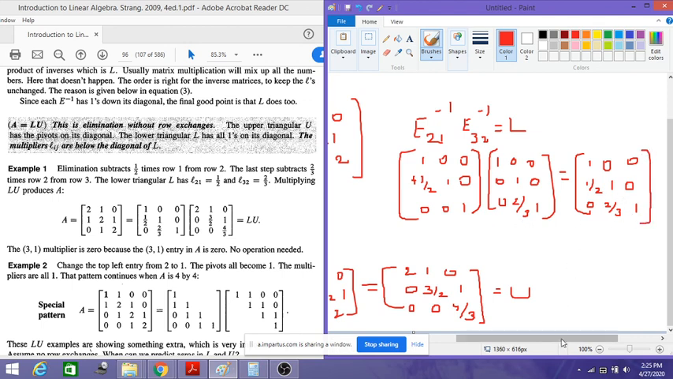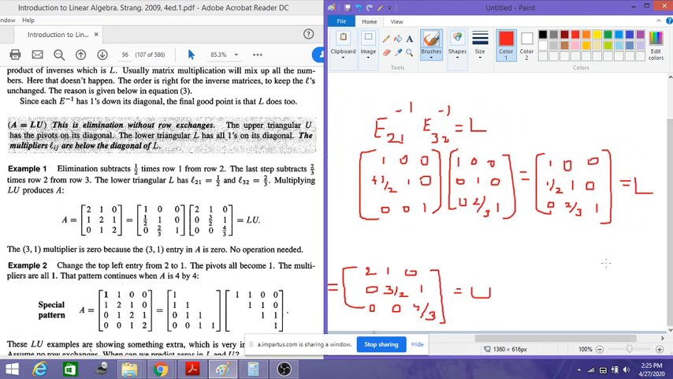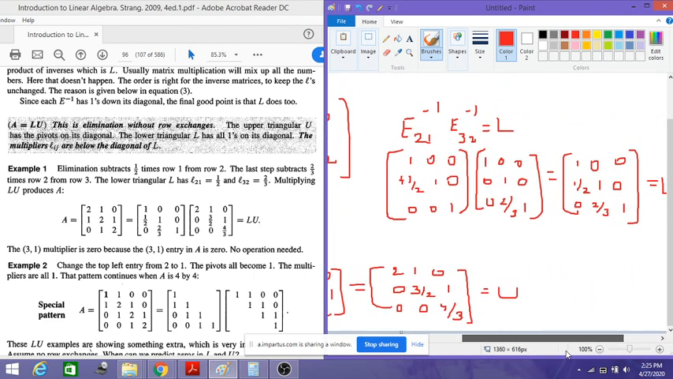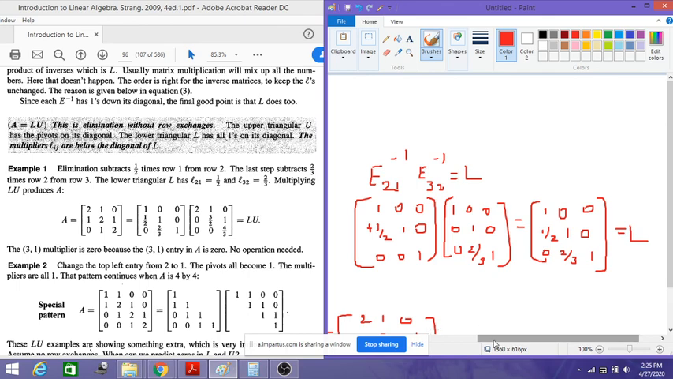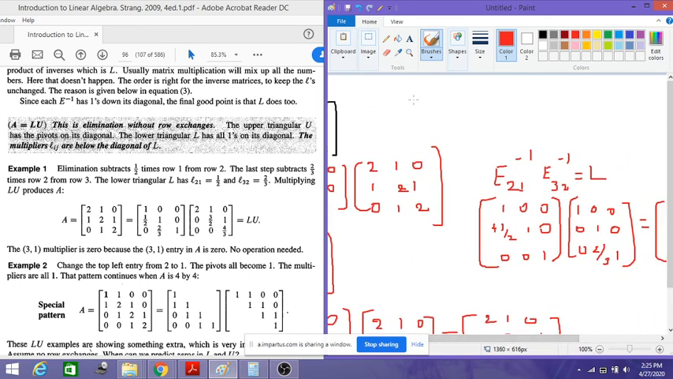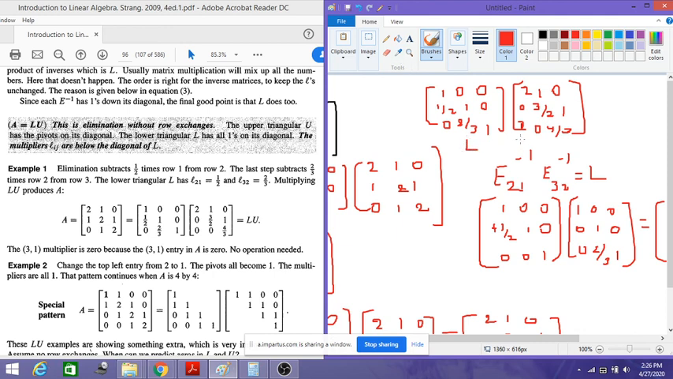Fine. Now if you see this and the upper triangular matrix, this is nothing but my L matrix. So now it has been factorized. I can straight away write what we have here as L into U form: 1 0 0, half 1 0, 0 2 by 3 1, into the upper triangular matrix 2 1 0, 0 3 by 2 1, and 0 0 4 by 3. This is L into U, which is equal to A. Let me bring this a little down so that you can see this term.